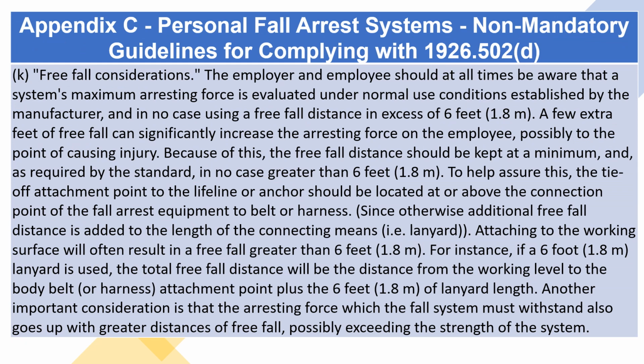K. Free fall considerations. The employer and employee should at all times be aware that a system's maximum arresting force is evaluated under normal use conditions established by the manufacturer, and in no case using a free fall distance in excess of 6 feet, 1.8 meters. A few extra feet of free fall can significantly increase the arresting force on the employee, possibly to the point of causing injury. Because of this, the free fall distance should be kept at a minimum, and, as required by the standard, in no case greater than 6 feet, 1.8 meters.